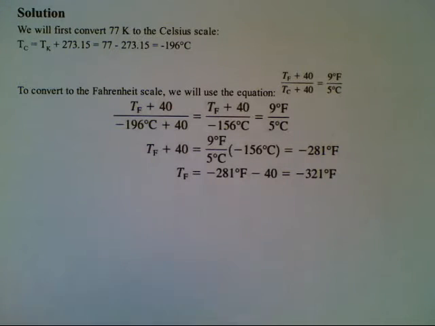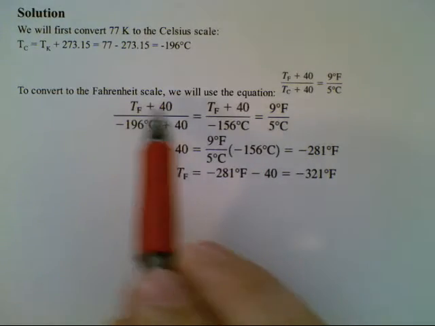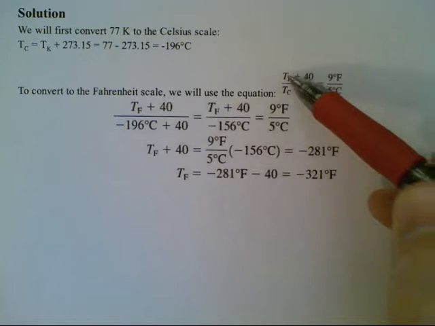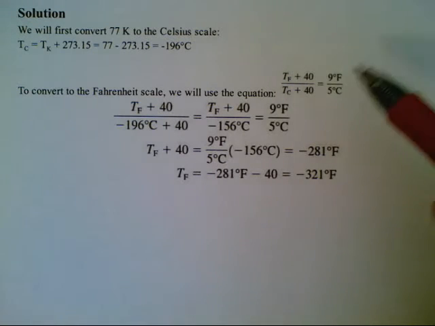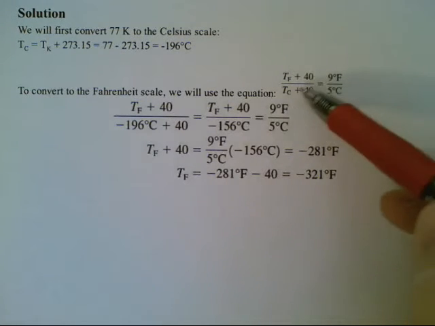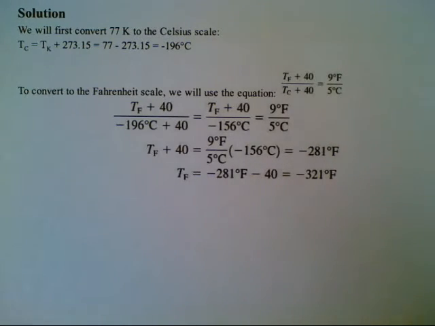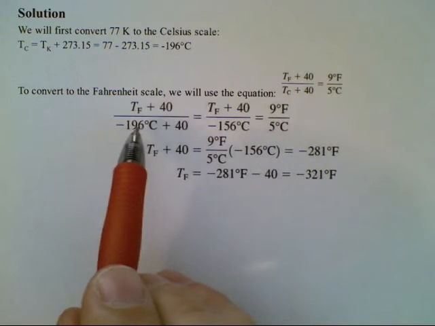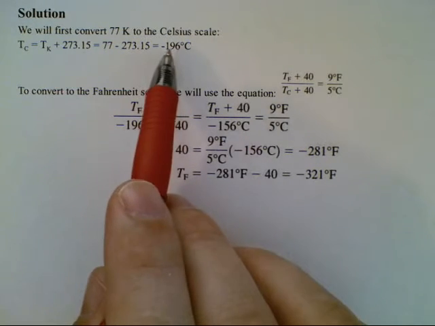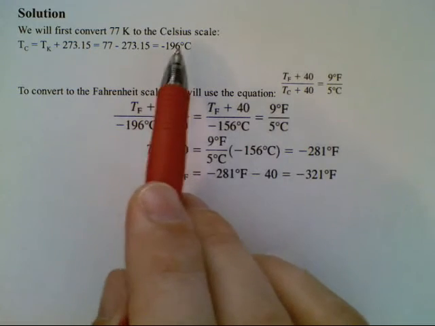Now our next step, we're not supposed to report our response in Celsius. We're supposed to report our response in Fahrenheit. To convert to the Fahrenheit scale, we use the equation: temperature in Fahrenheit plus 40 divided by temperature in Celsius plus 40. That ratio should equal 9 degrees Fahrenheit over 5 degrees Celsius. So we have our temperature in Celsius, so we're going to plug that in because we just determined that in this first step.